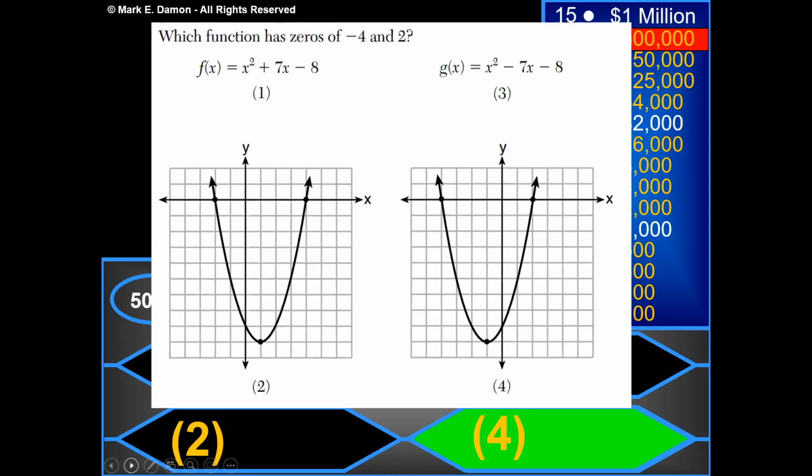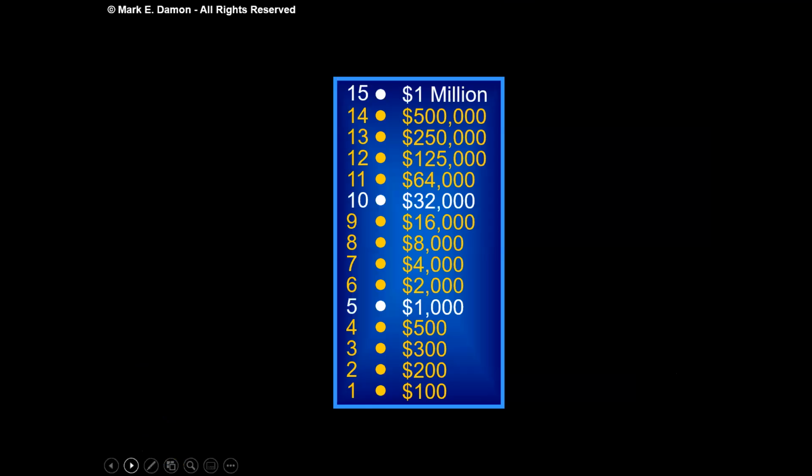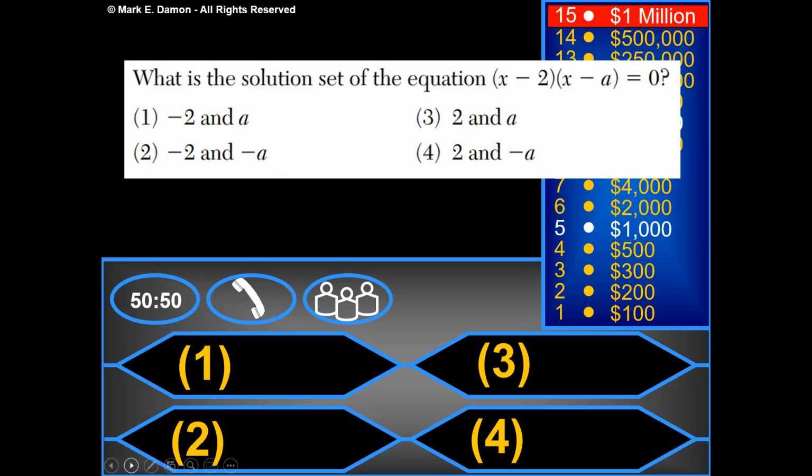Okay, guys, ready for the $1 million question? I know this question is easy, so don't overthink it. I put it in the wrong order. It should have definitely been the $100 question, but let's end on a high note. Let's get ourselves $1 million because you've earned it. Here you go, my friends.